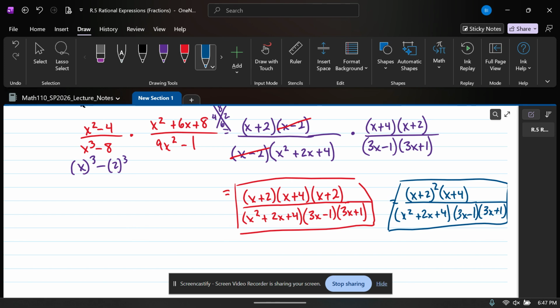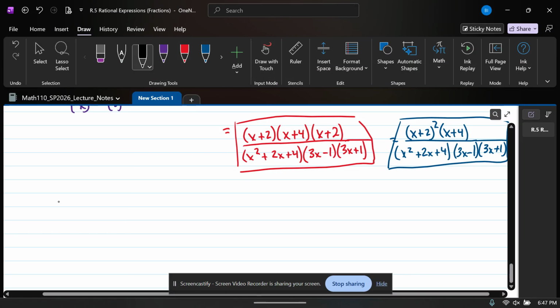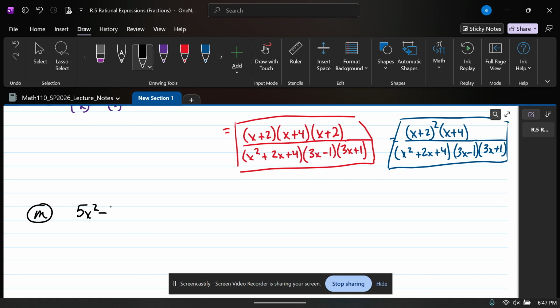So there's a division problem. We flipped it, we factored it, we simplified as much as we could. Okay. Let's do one more division problem, and then we'll add and subtract. 5x squared minus 16x plus 3 over x squared plus x minus 12 divided by 30x squared minus 6x over 2x cubed plus 8x squared.